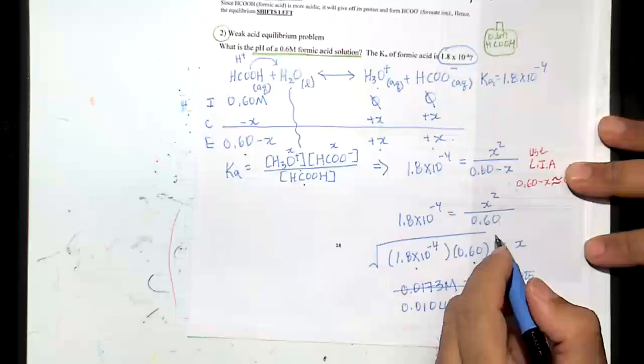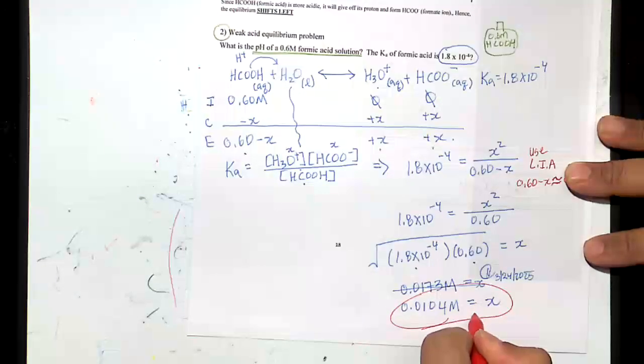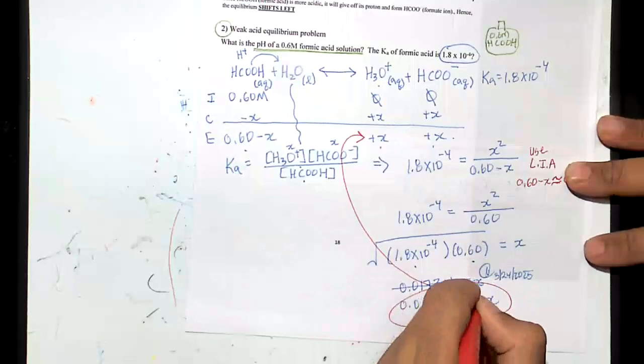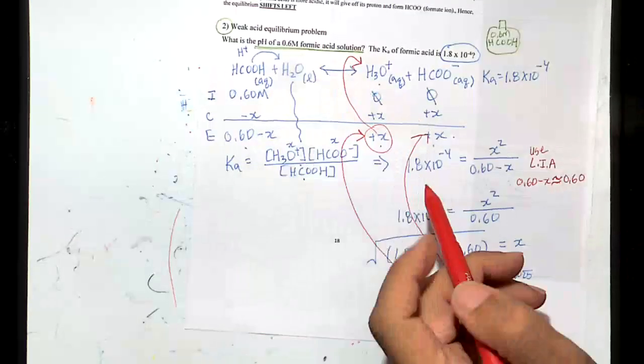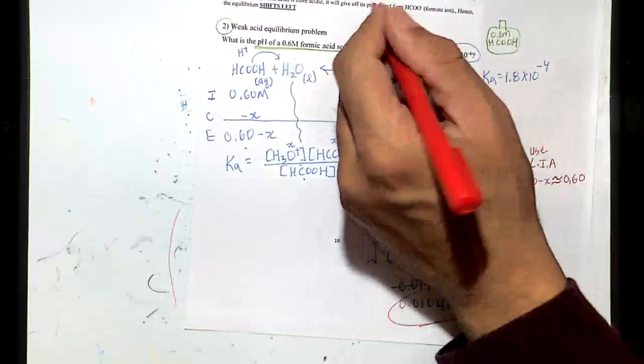What does this x symbolize? Okay, what is this x? This x is what? It symbolizes the x's up there. Very good. Nice job. Okay, and one of the x's up here corresponds to the concentration of H3O+.